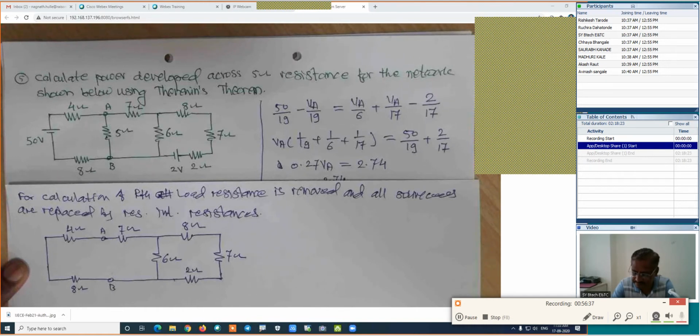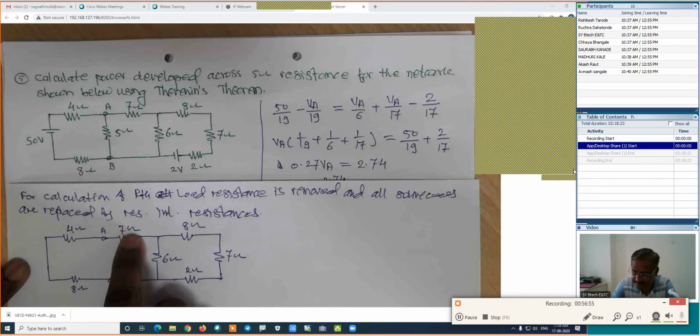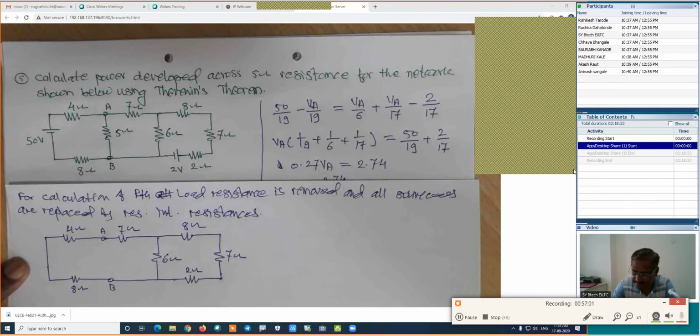Are you aware of the series and parallel combinations, Saurabh? Yes. 8 ohm, 4 ohm and 7 ohm are in series. Yes. No, I will discuss.